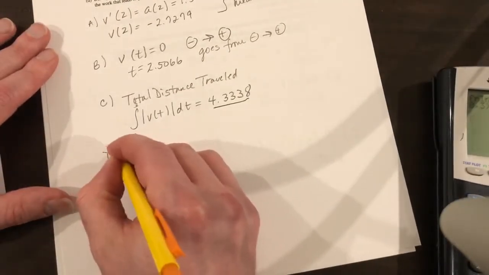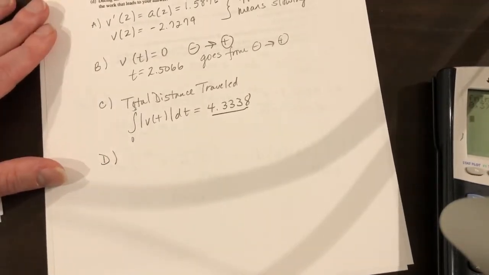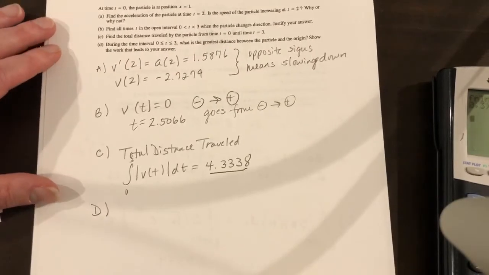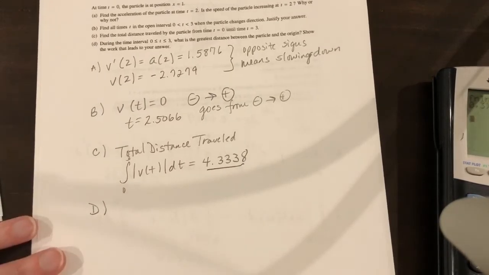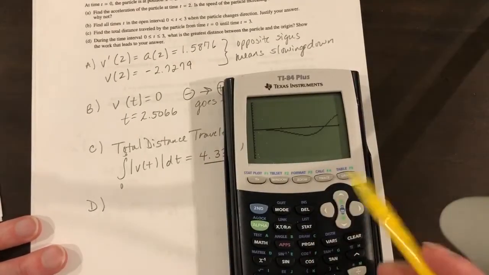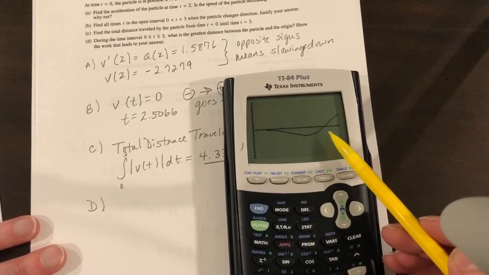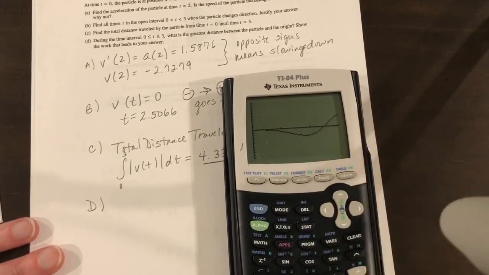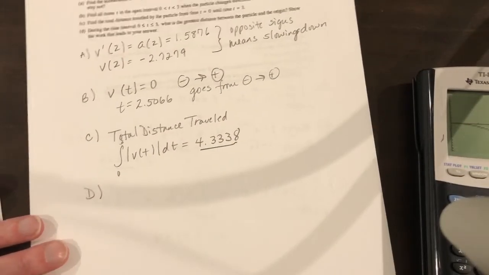Part D. It says, during the time interval from 0 to 3, what is the greatest distance between the particle and the origin? Okay, so this is asking for a max or a min. So if we go back to our graph, from negative to positive, we had a max or a min. It should be a min because it's going from negative to positive. So that's where the greatest distance away from the origin is going to occur.